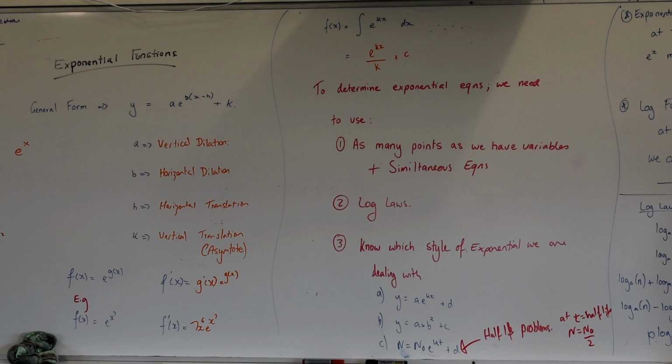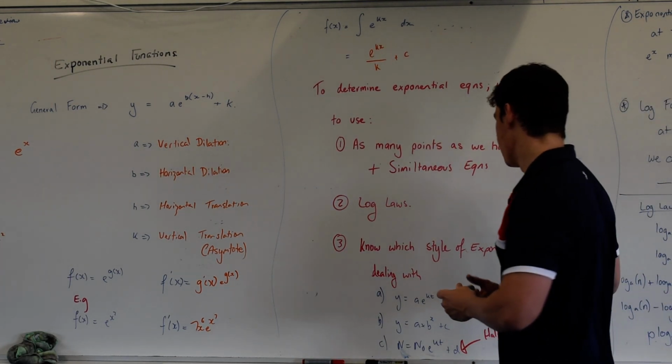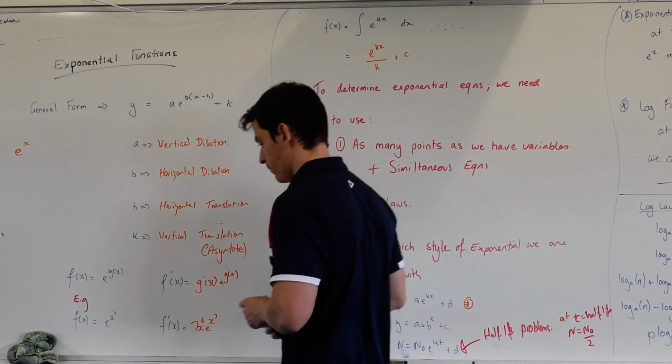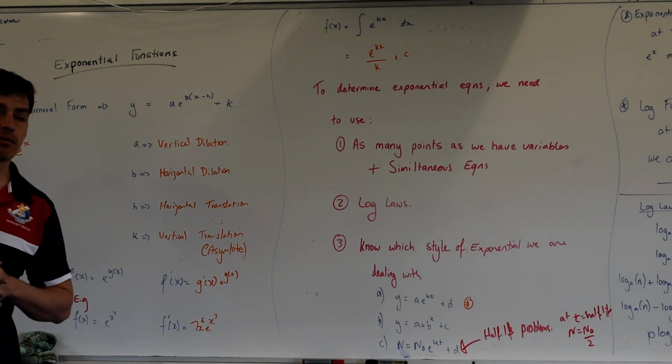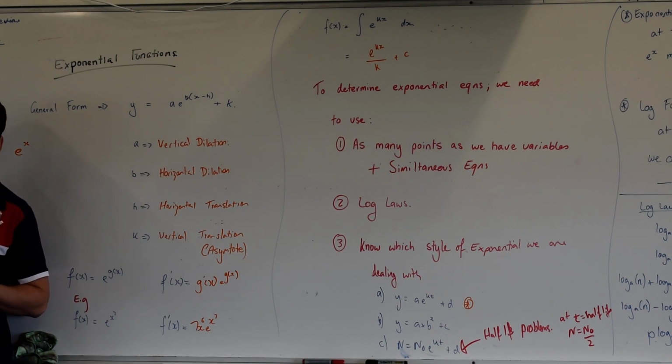To determine exponential equations, one of the things that we were asked to do in the later half of the chapter 1 review was to create an expression to deal with models of exponential decay often, but it can be exponential growth, but often exponential decay. Now to do that, we need to have as many points as we have variables. So I'll say that again. To do that, we need to have as many points as we have variables. So if I've got in this form here, how many variables do I have? 3. If there's no d value, how many variables do I have? So how many points would I need if I've got a d value? How many points would I need if I've got no d value? 2.